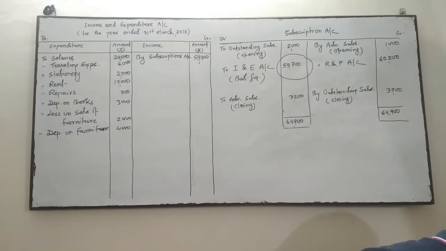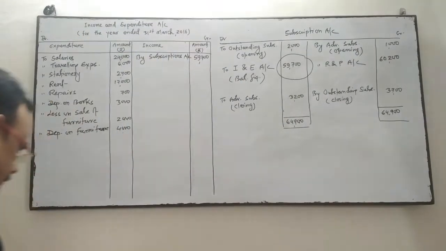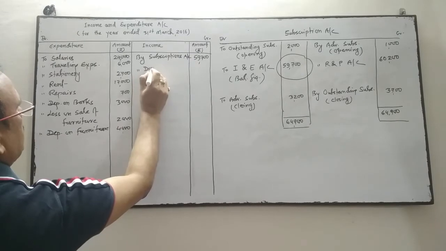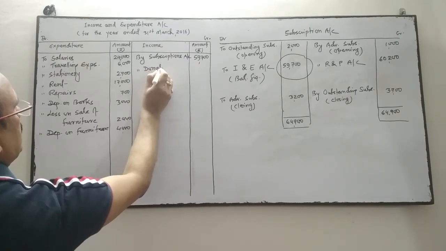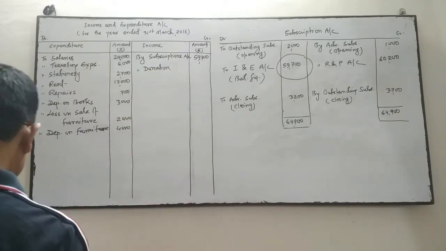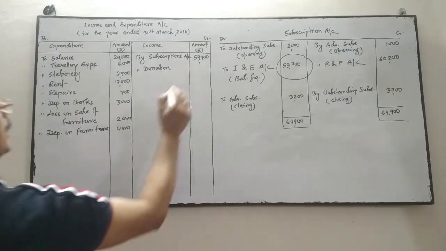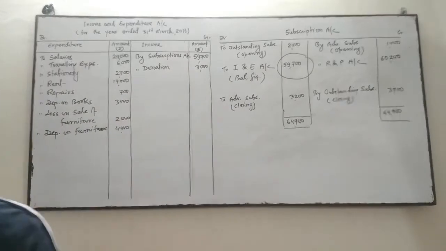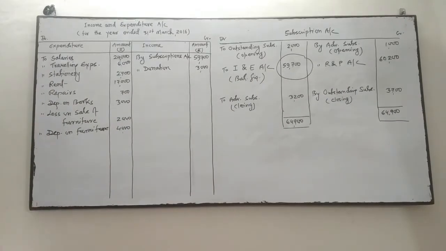The next item after subscription is donation. No information has been given, so I am considering that this donation is a general donation and it is 3,000. Donation 3,000. Next item is sale of furniture. We have already solved this one. We have done the treatment.